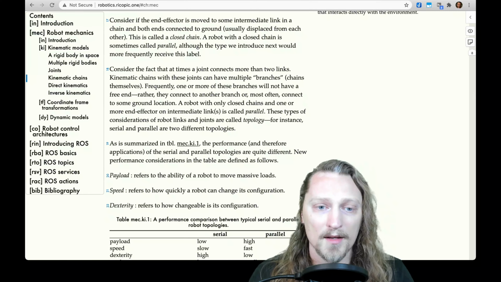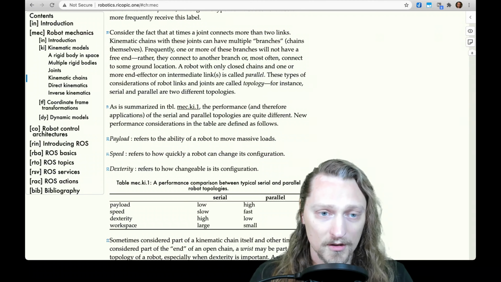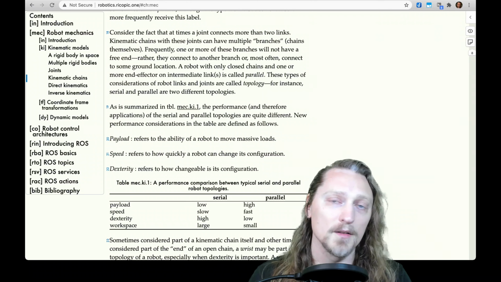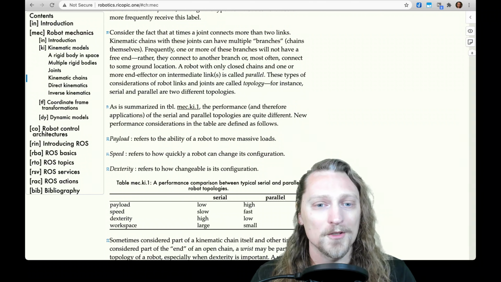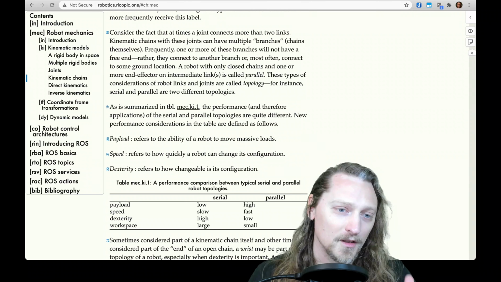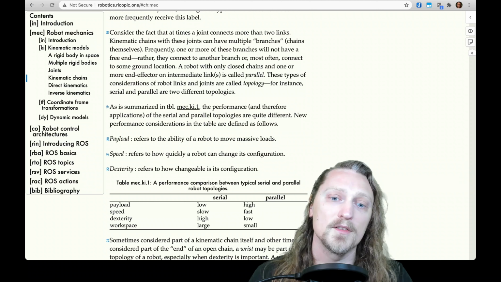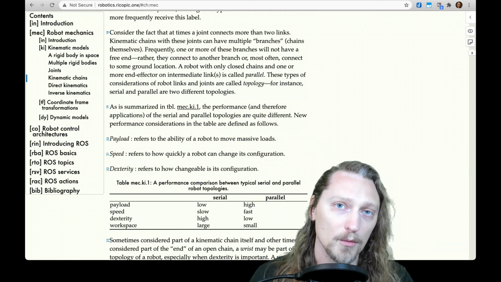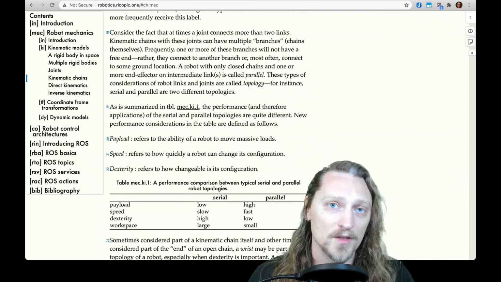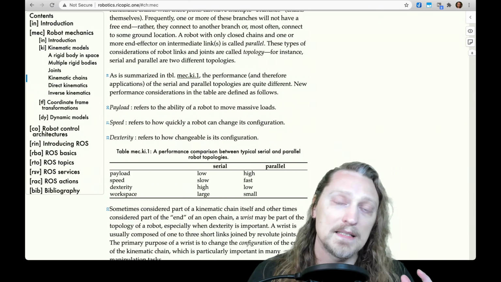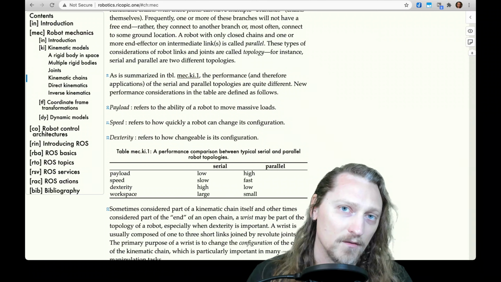As is summarized in the following table, the performance and therefore applications of the serial and parallel topologies are quite different. New performance considerations in the table are defined as follows. We haven't considered yet payload, which refers to the ability of a robot to move massive loads. Speed refers to how quickly a robot can change its configuration. Dexterity refers to how changeable its configuration is.